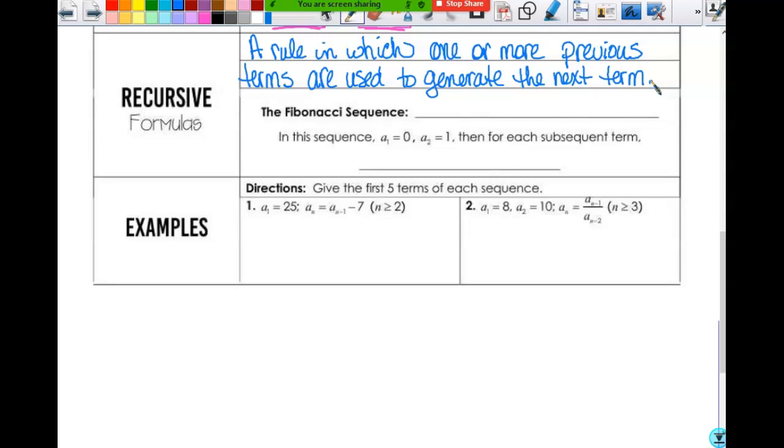So we're going to look at the Fibonacci sequence. If you don't know what that is, when I said that this morning, I was like, you know what, we should probably, the Fibonacci sequence is pretty interesting, but we're not going to talk about it today. I'm just going to give you what it is. So it's 0, 1, 1, 2, 3, 5, 8, 13, 21, 34, and so forth. So it says, in this sequence, a sub 1 is 0, a sub 2 is 1, and then for each term after that, how do you think I get each term? What's happening here?